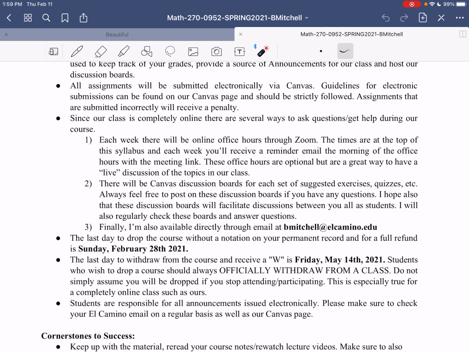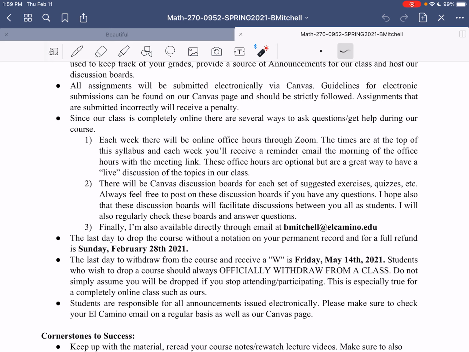Finally, a couple of campus-wide important dates. The last day to drop this course without any sort of notation on your permanent record and for a full refund is Sunday, February 28th. That is the Sunday after week 2. So you have about 2 weeks to see the structure of our class and really think about whether or not this is sort of the right fit for you. I know that remote learning is a challenge, and certainly the asynchronous structure can be pretty different than some of the other structures that are out there. So you have a couple weeks to really make sure that this is the correct fit for you.